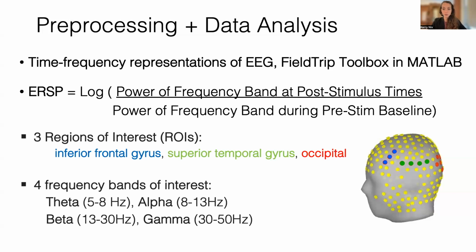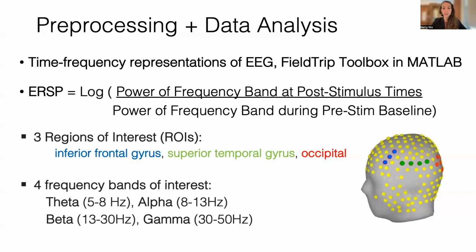We averaged across frequency bins to derive ERSP for 4 frequency bands: theta 5 through 8 hertz, alpha 8 to 13 hertz, beta 13 to 30 hertz, and gamma 30 to 50 hertz. We chose these canonical frequency bands because prior studies of language processing have used them.